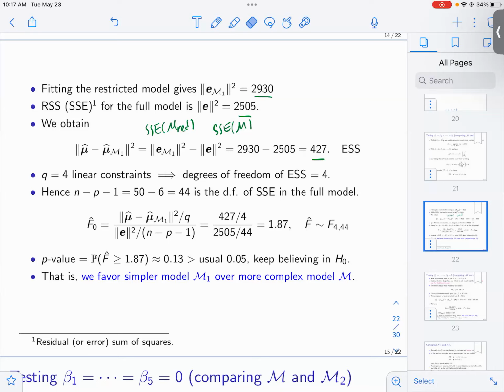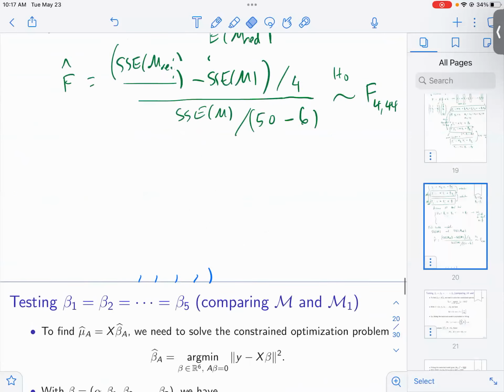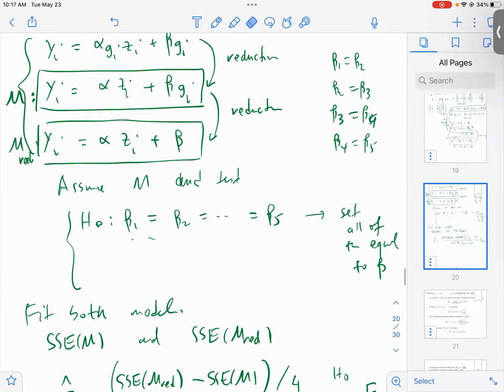Wait, so Q is 4 because you mean 4 linear constraints? What do we mean by 4 linear constraints? The number of equations that you create that way, isn't it? The number of linearly independent equations that you need to write down. Yes, that was like B1 equals B2, B1 equals B3, and so on. So you need at least 4 to cover all the parameters. And if you add more, it would be redundant. You can say beta 5 is equal to beta 1, but that would be redundant.